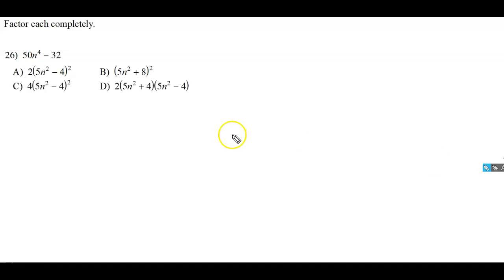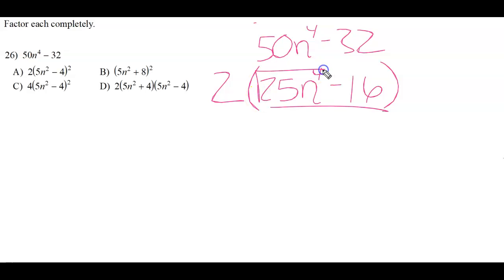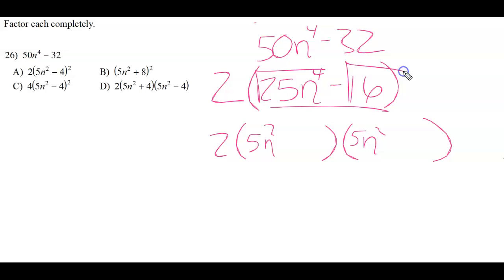Another multi-step problem. Let's start by looking for our GCF. Both of those can be divided by 2, so I'm going to take a 2 out, which will make 25n to the 4th minus 16. Now after that, this piece here has 2 terms, so it may be a difference of squares. So we're going to square root that first term, which will give me 5n squared. And then we're going to square root the last term, which is 4. And there's our final answer.